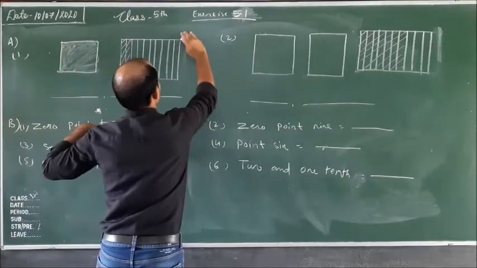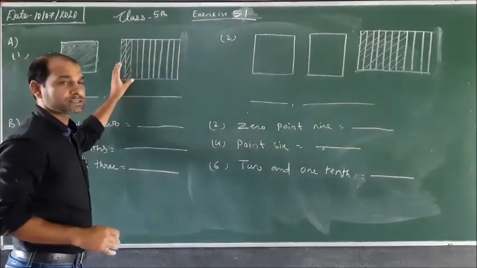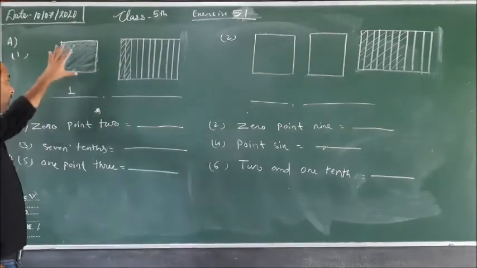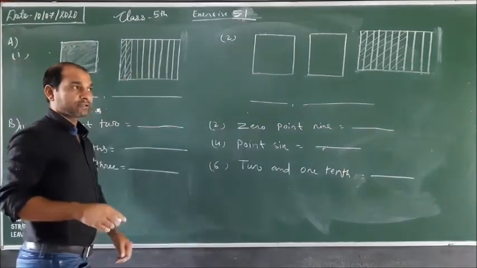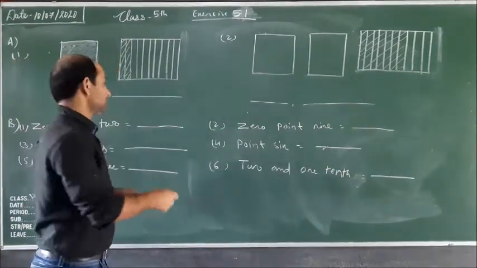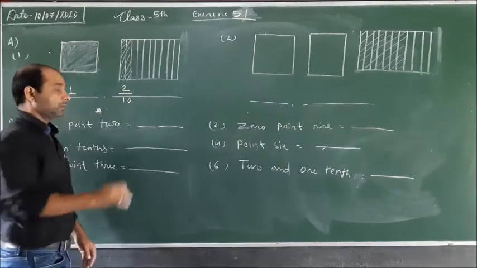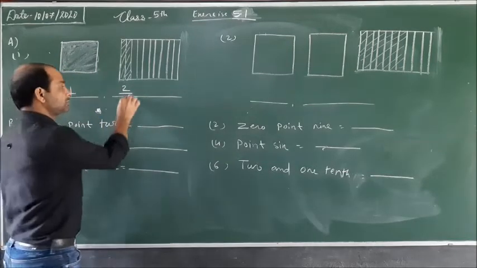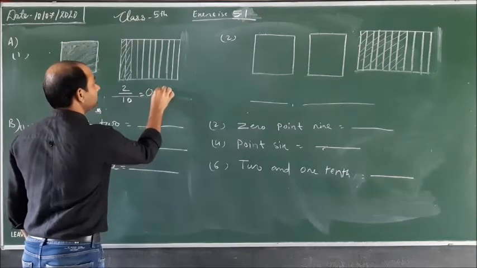8 parts are unshaded and 2 parts are shaded. Here one box is fully shaded, so we write 1. Here 2 parts are shaded out of 10, so we write 2 upon 10, and when we change 2 upon 10 into a decimal, it equals 0.2.